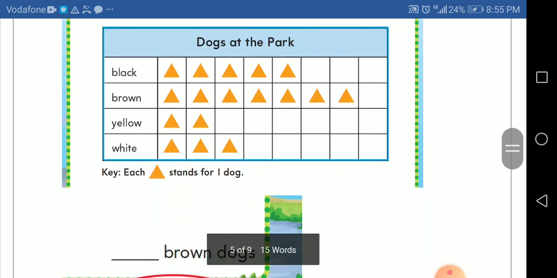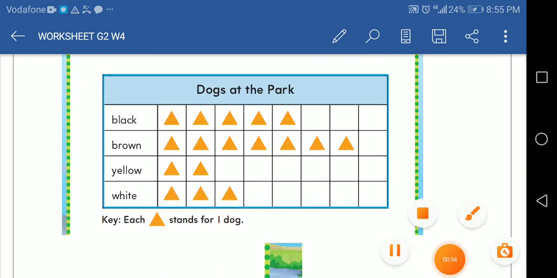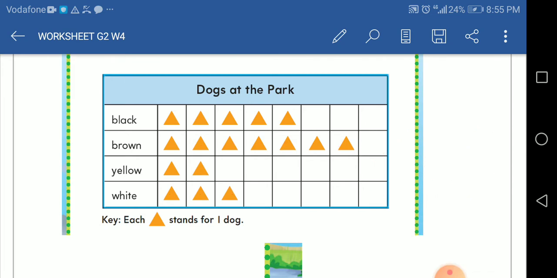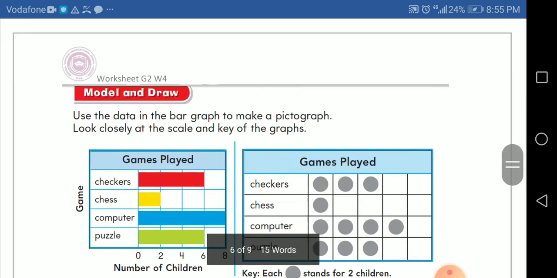So you've got a question here. How many brown dogs and white dogs are at the park? Brown and white. So I'm going to count all the brown. 1, 2, 3, 4, 5, 6, and 7. So we got 7 here. And white, 1, 2, 3. And we got 3 here. 7 plus 3 together gives me 10 dogs for brown and white dogs, right?